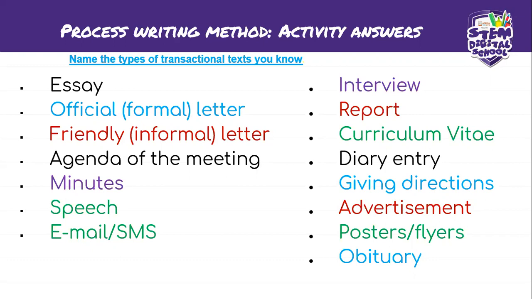And then there is giving directions. Giving directions is a very interesting transactional text. Last time I did it with the grade 8s, where we were giving directions about how to get somewhere. And I remember we also did an activity where we were writing to a friend how they can make ice cream for themselves. It was a very interesting transactional text to write.